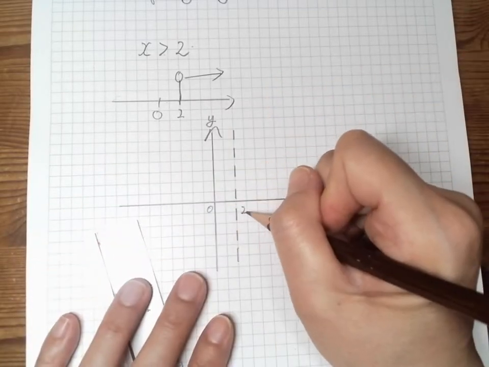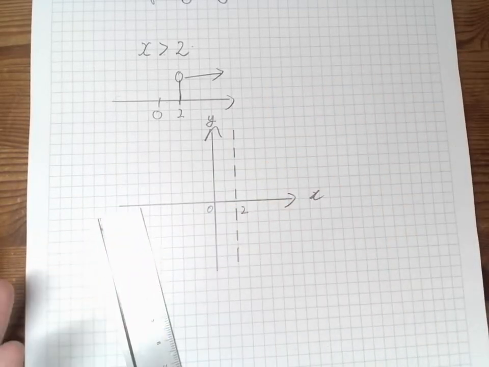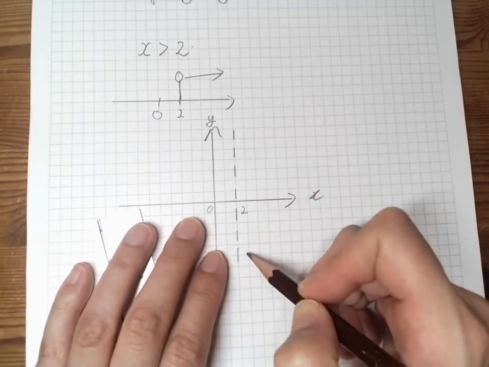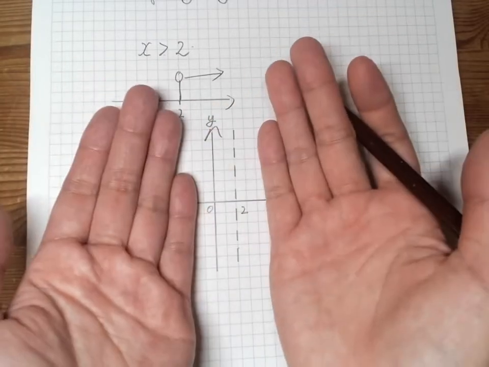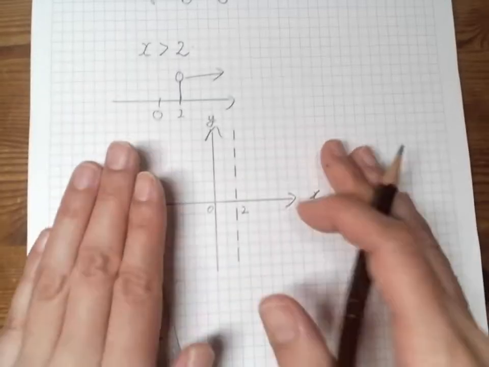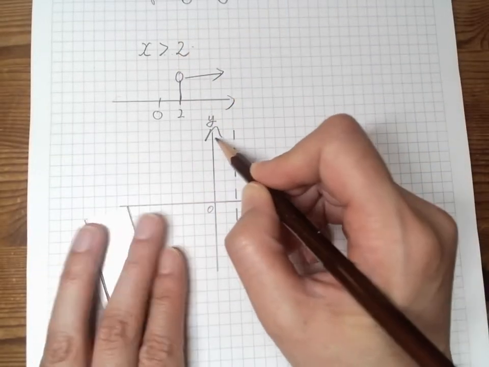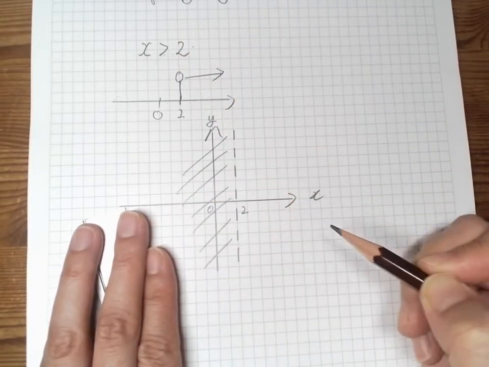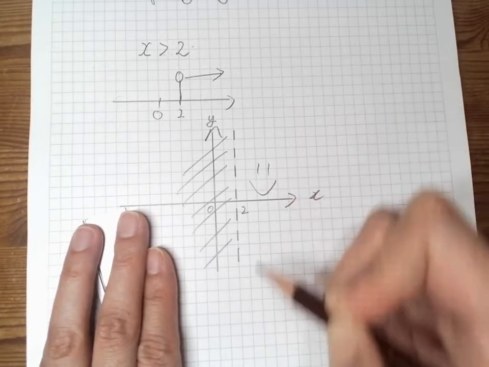This is just a boundary, and we do not know which way. It's not including the 2, but from there, we cut the graph into 2 sides, left or right. We want anything bigger than 2, so we shade the unwanted side. So this is what we want here.